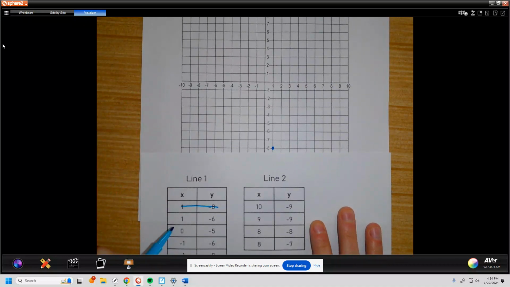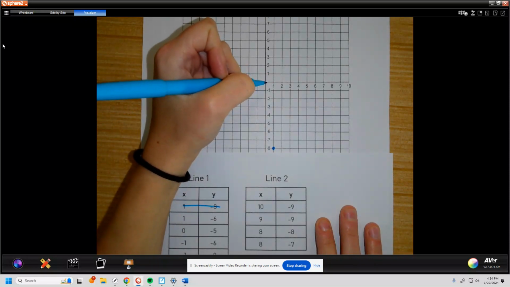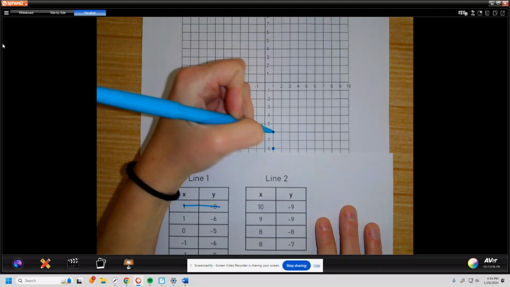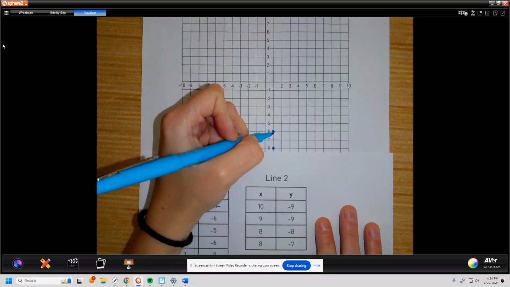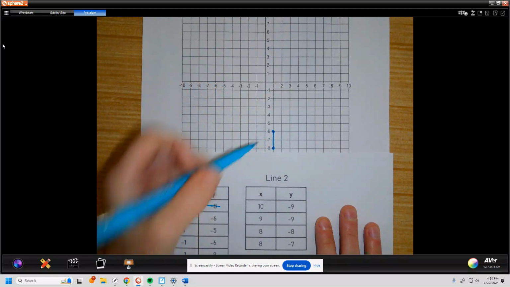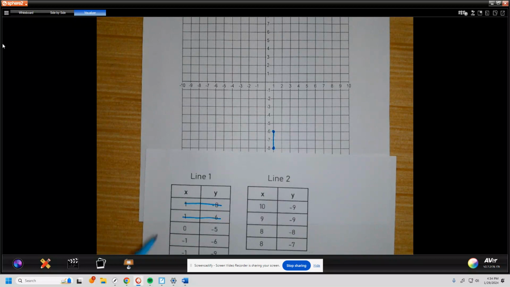My next point says (1, -6). So start at the origin again. Go over to 1 on your x. Go down to -6. Put your dot. And then what you need to do is connect that dot back to the first dot. So that's how the picture is going to appear. Connect it back to the first one. Cross it off. Move on to the next one.